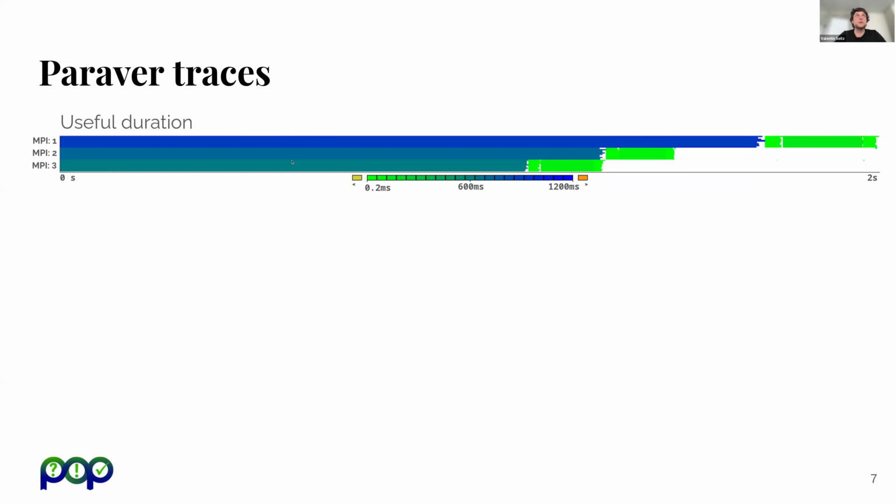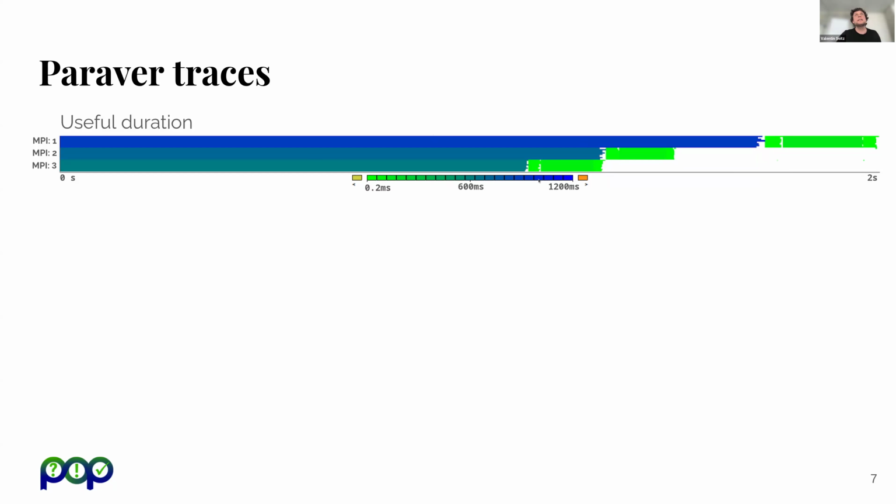What we see here is useful duration. So what is useful duration? In POP, we have the notion of the CPU doing something useful or not doing something useful. Something not useful is normally when it's doing an MPI call or being in the OpenMP runtime. So useful duration just means how long my CPU, my resource, runs without calling into any runtime library.